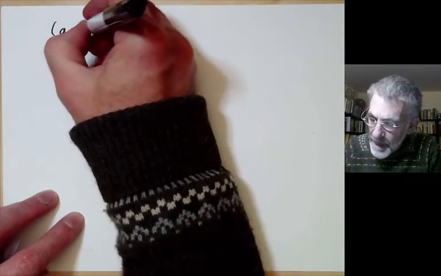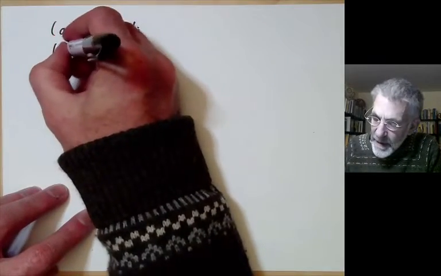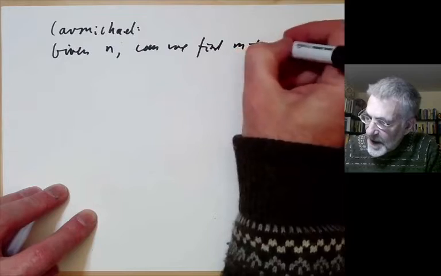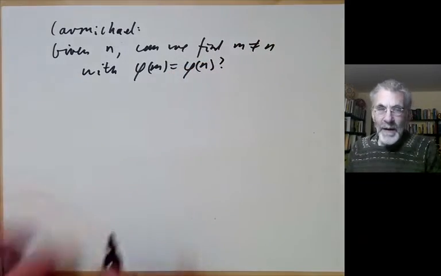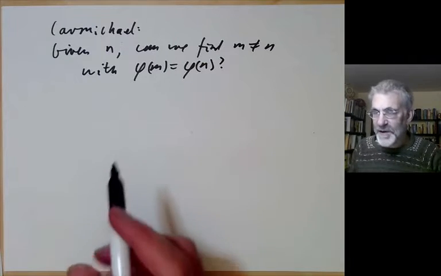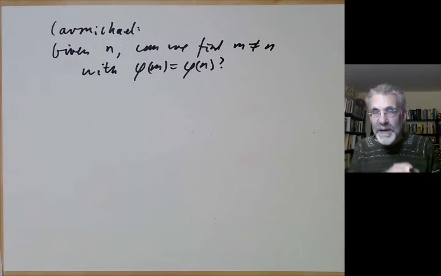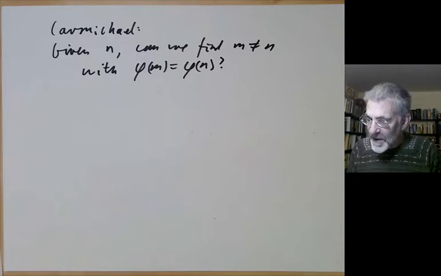By the way, there's a problem called the Carmichael conjecture, which says, given n, can we find m not equal to n with phi(m) equal to phi(n)? And as far as we know, the answer is always yes. And people have done searches, and it's known that any n without this property must have at least 10 billion digits. I don't mean that n is at least 10 billion. I mean n has at least 10 billion digits in it. So it's at least 10 to the power of 10 billion. So counterexamples must be unbelievably huge.